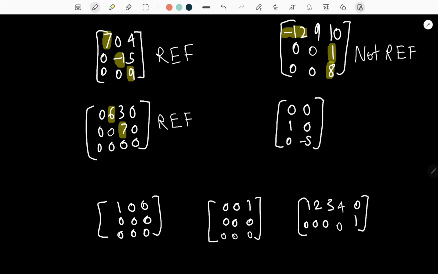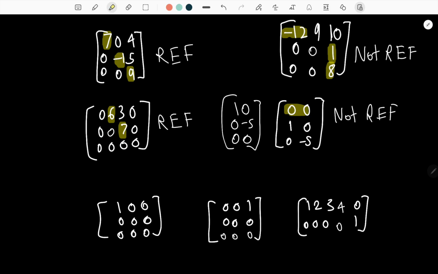Now moving on. So we can see that there is a 0 row at the top. So this is violating the second condition, which is that if there is a 0 row, it has to be all the way down, like the last example. So this is not REF. So let's say if this 0 row was at the bottom like this, 1 0 0 -5 and 0 0. This is REF, since the first pivot is 1, second pivot is -5, and there's a 0 row at the bottom. So this would be a REF then, but that's not the case here.